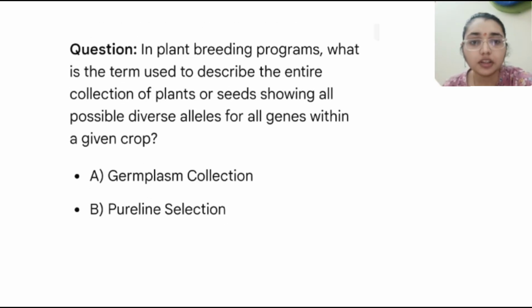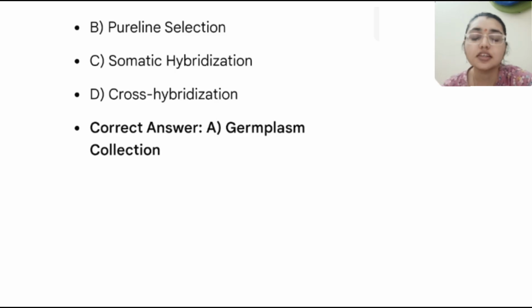In plant breeding programs, what is the term that is used to describe the entire collection of plants or seeds showing all the possible diverse alleles for all genes within a given crop? That is the germplasm collection. The foundational step of any crop genetic improvement program is evaluating natural diversity, that is gathering all the wild relatives, varieties and cultivars of the crops to preserve the diverse alleles, that is germplasm collection.